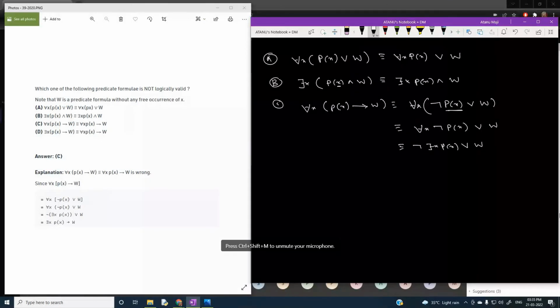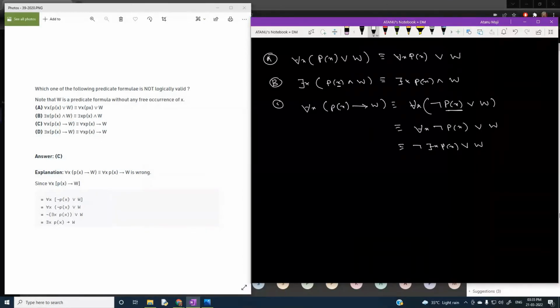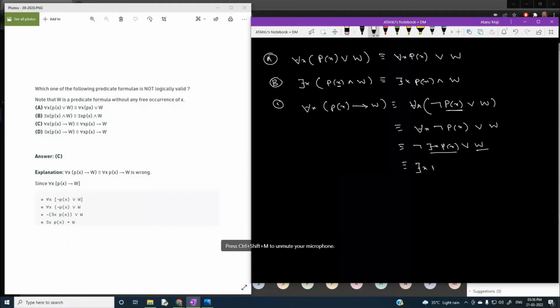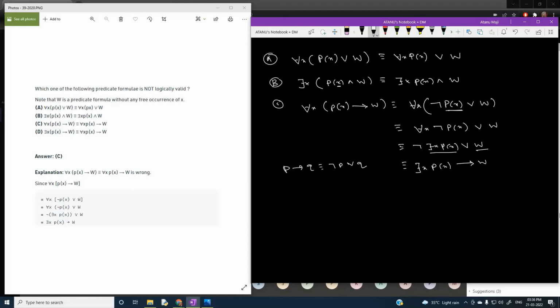So basically we are getting some form like negation of p disjunction q, and that is for which form? This is for this implies of that. So we can simplify this as there exists x px implies w. Basically I have used here the conditional law, reverse conditional law. p implies q होने से तुम्हें पता है वो negation p disjunction q होता है. तो यहाँ पे देखो negation of something disjunction a है. So we can write this one implies that.